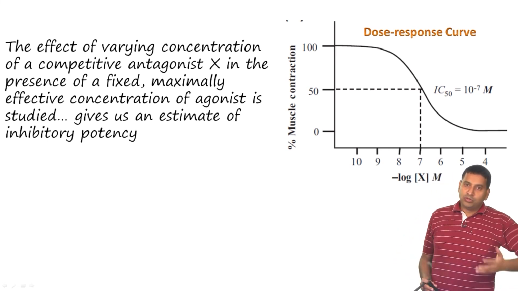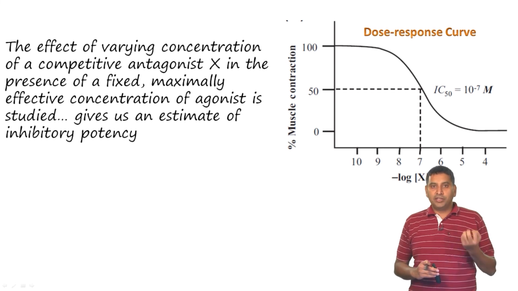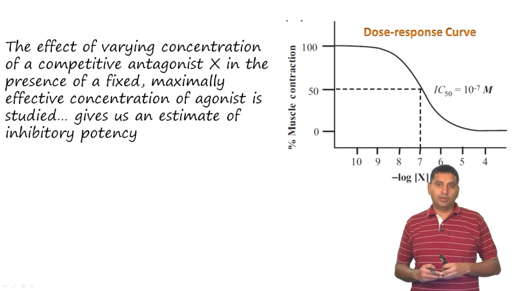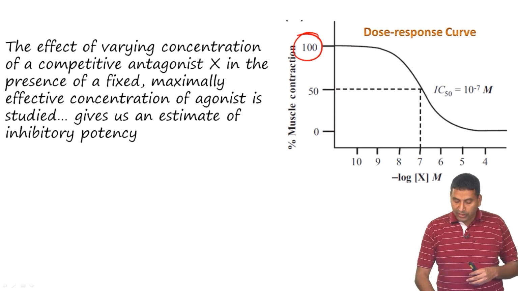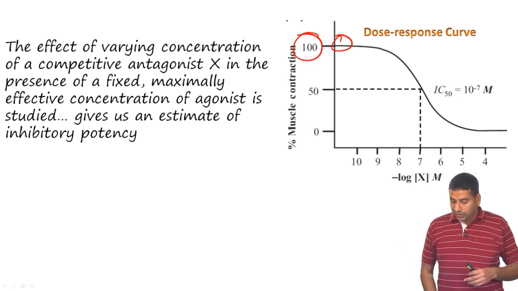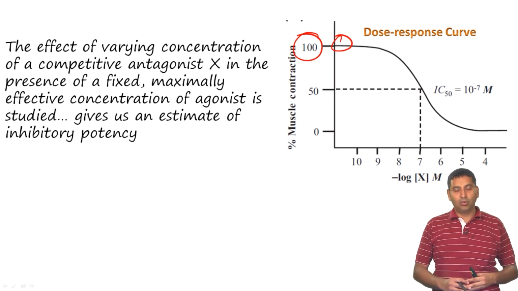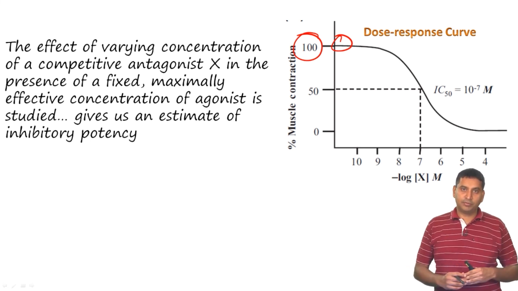So, we could also do this experiment in a different way. What we will do is take a single dose of acetylcholine and vary the concentration of the drug. We will take a very high dose of acetylcholine, and when the concentration of the antagonist is very low, you would see no effect. That means you will see 100% muscle contraction.